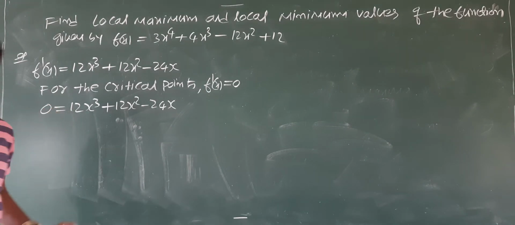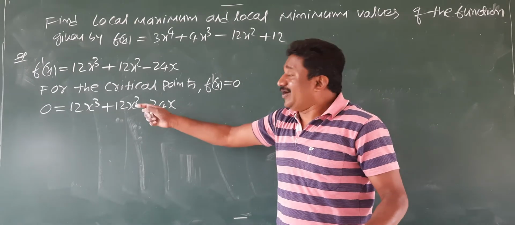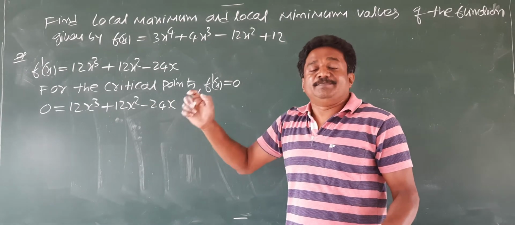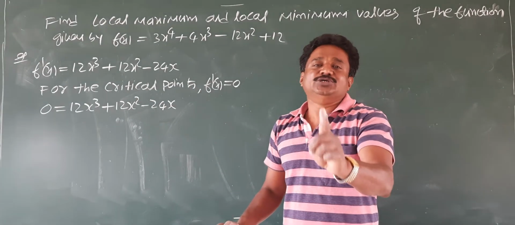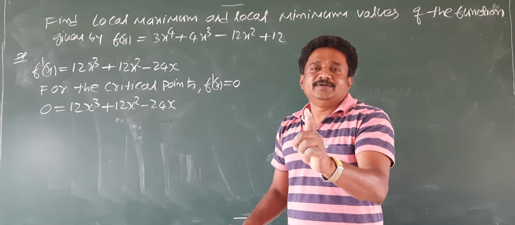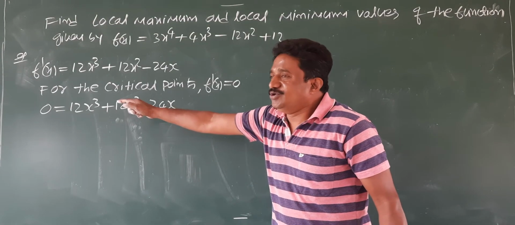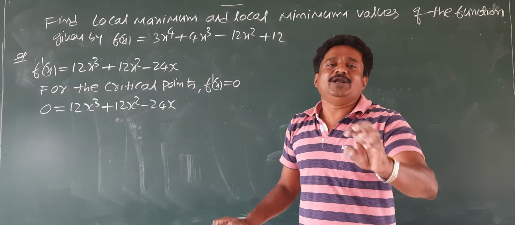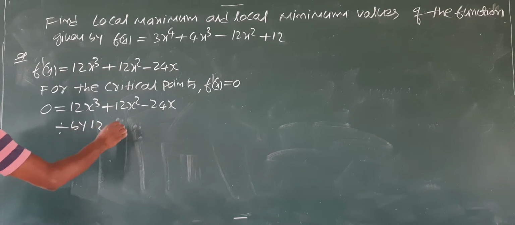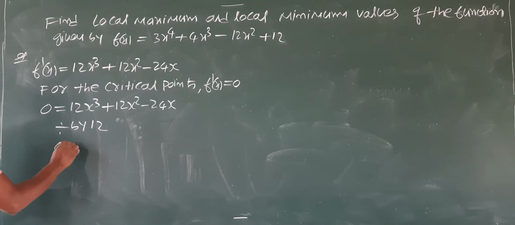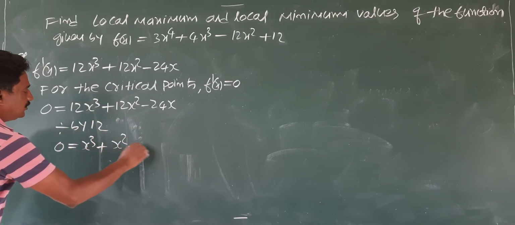So divide by 12, students. Don't go for dividing by 12x, because if I divide every term by x, I am going to lose one critical point. We should not lose critical points. So for that you divide the complete equation only by 12. Divide by 12. So we will get x cube plus x square minus 2x.